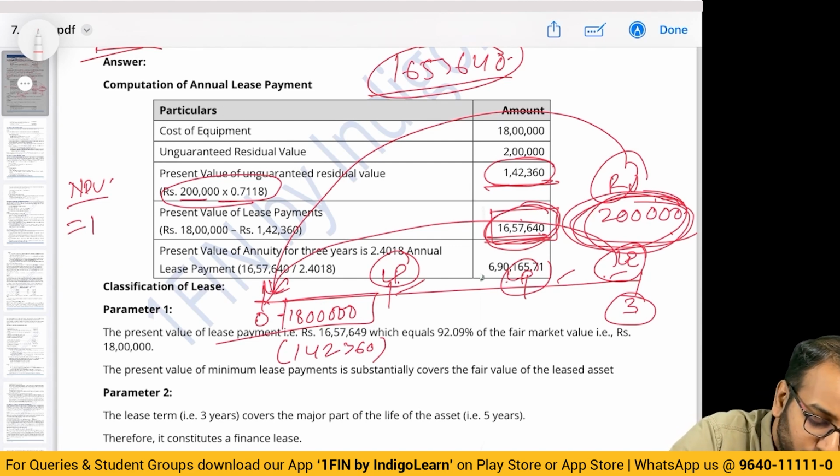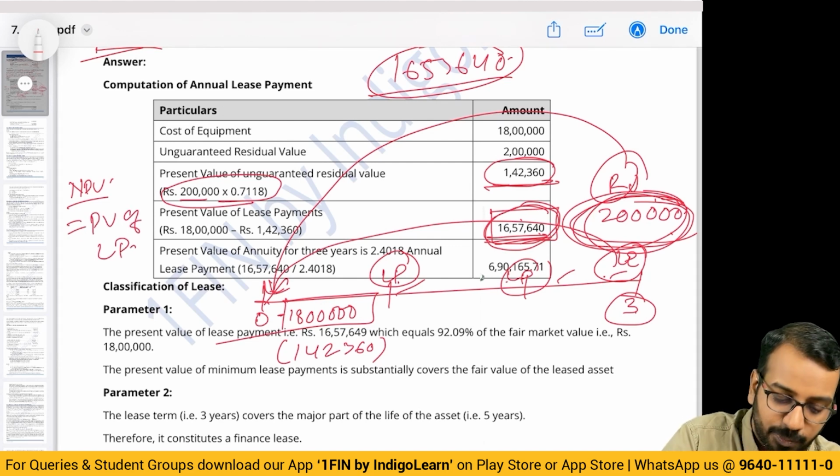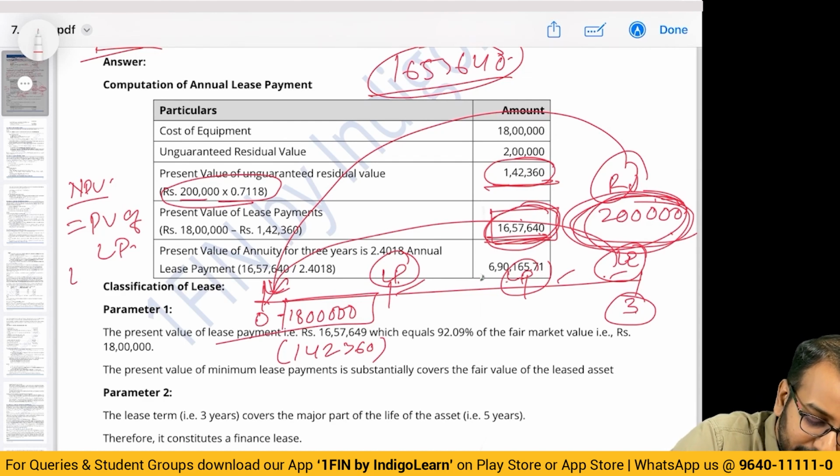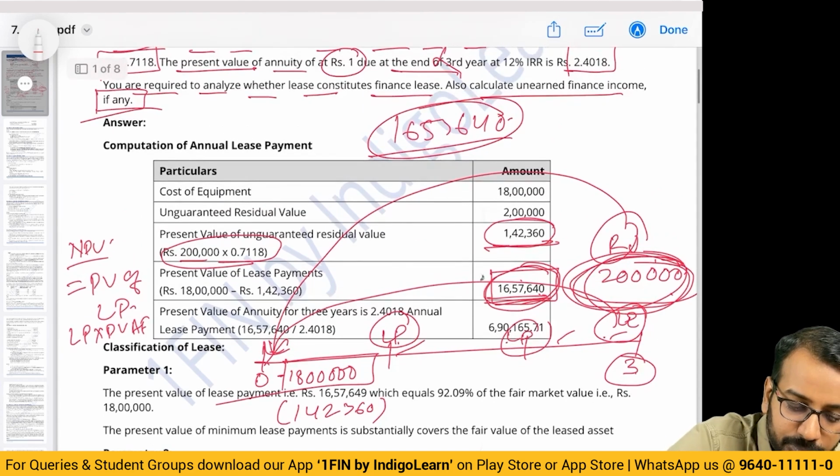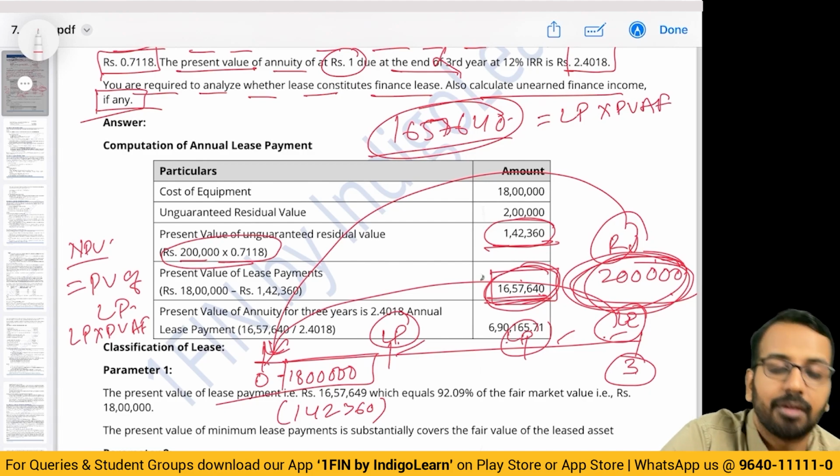This should be equal to the present value of lease payment. So the present value of lease payment is how much? Lease payment into present value annuity factor. In other words, 16,57,640 should be equal to lease payment into present value annuity factor.